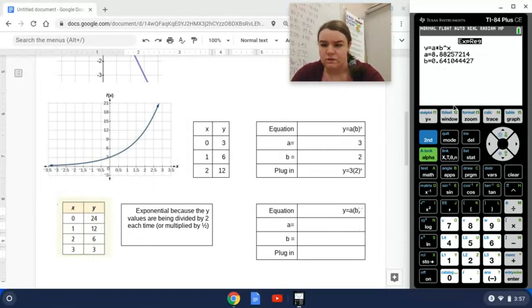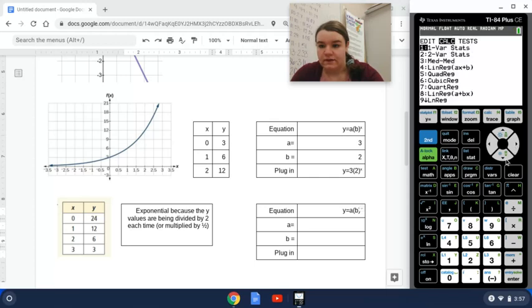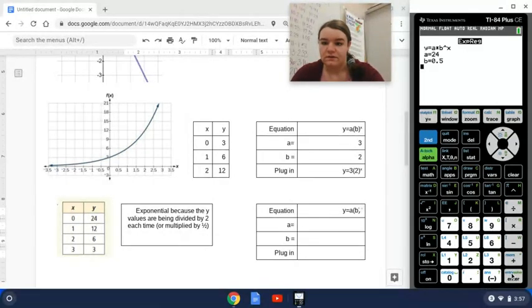I'm going to just go back and double check my lists. So I'm going to hit Stat, and then go over to Edit my lists. So I have 0, 24, 1. Oh, see right here? I did 1 instead of 12. I forgot the 2. So I'm going to fix that. And now it looks good. So I'm going to go back to Stat, go over to Calc, and then choose Exponential Regression to get an exponential equation. There we go, that's better.